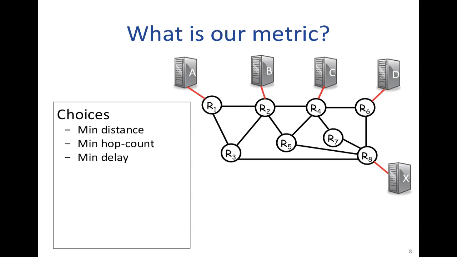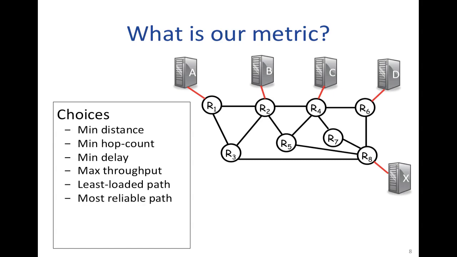and therefore give preference to those. I might use the ones that maximize the throughput. They may be the least congested, or the path that is least loaded. Or it may be the most reliable path, the one that in the recent past has failed least often. That may be my metric. It could also be the lowest cost path. I may have a price or a cost associated with using any one link, and I want to minimize it.